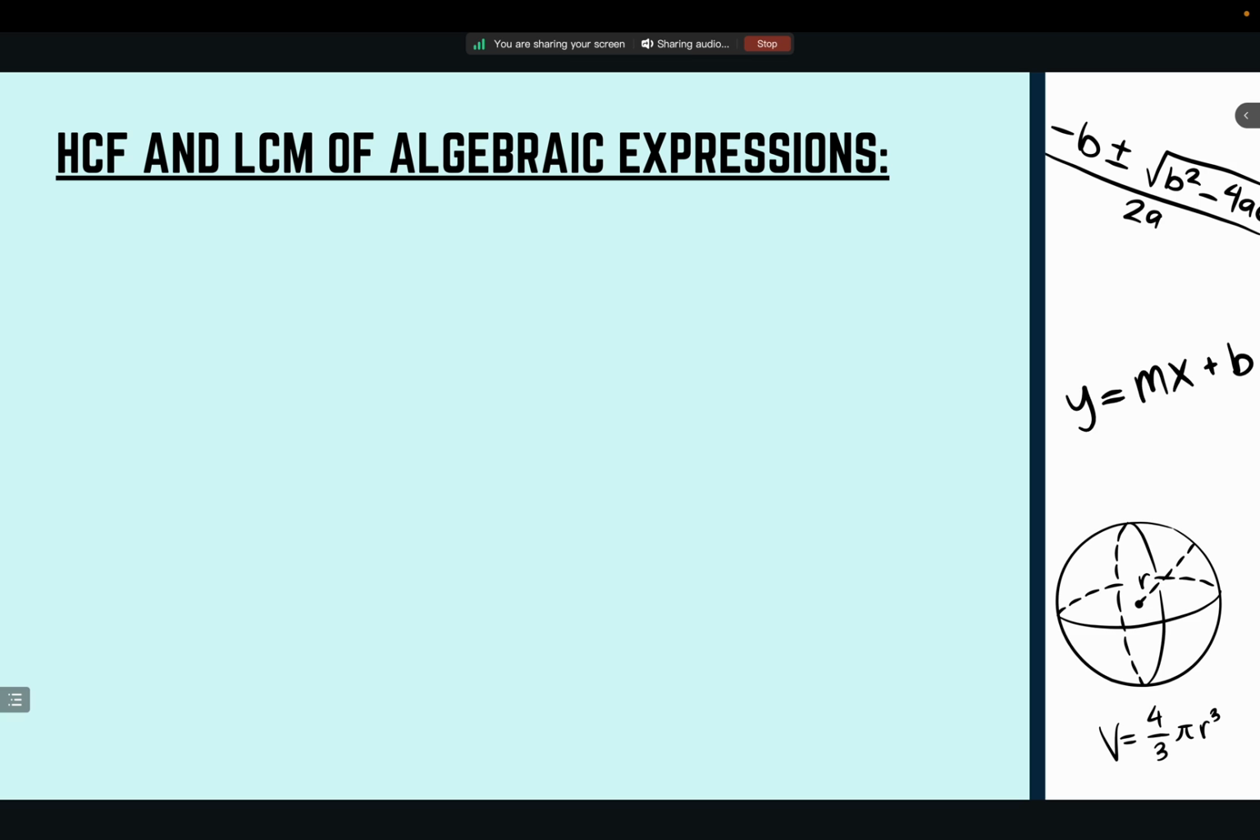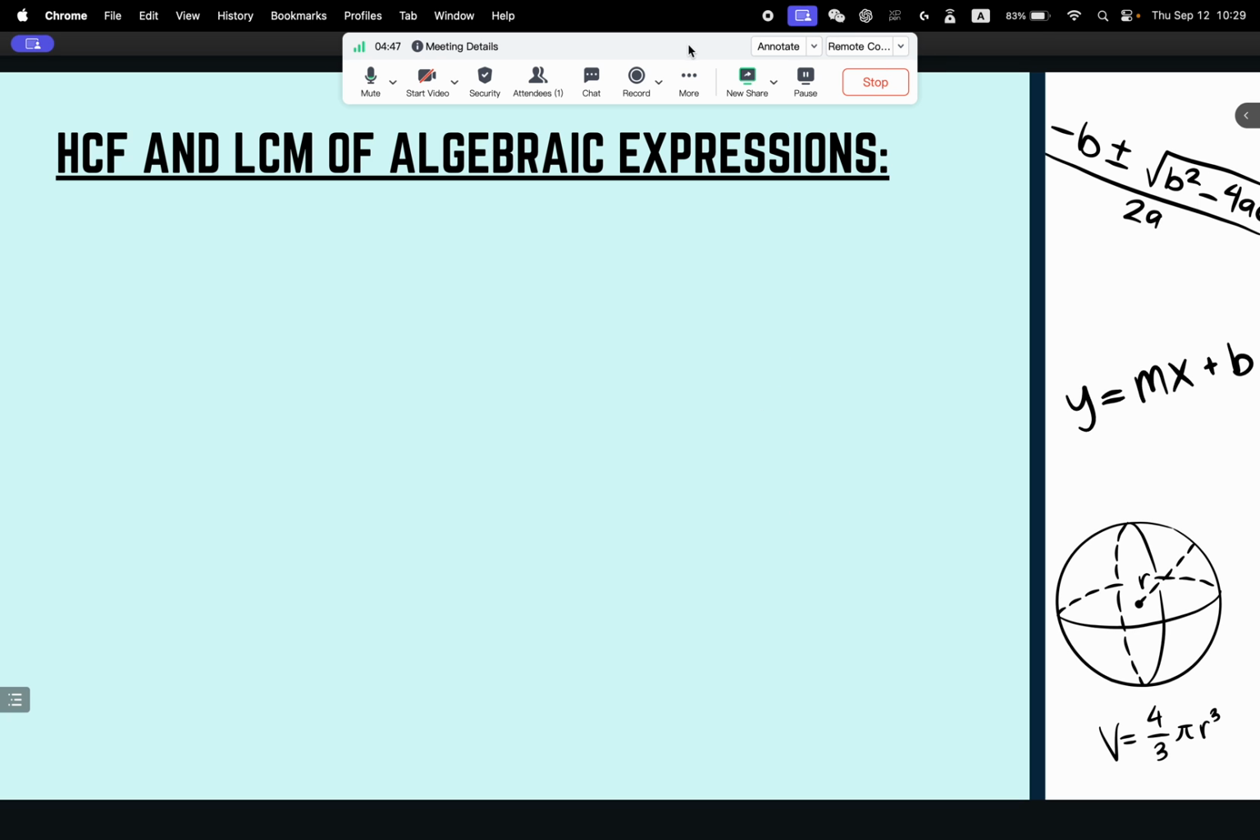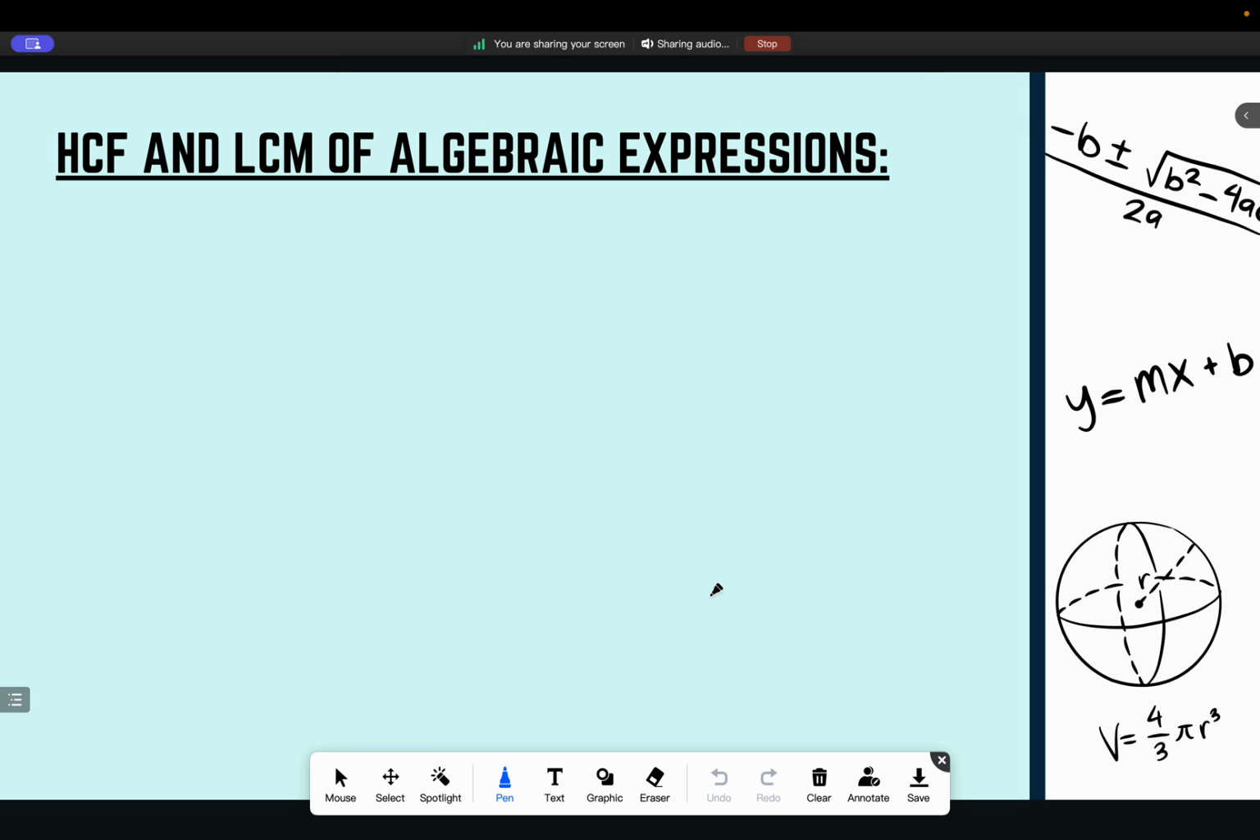So here is an example. Let's say we have three expressions. Our first expression is a squared b. The next one is a cubed b squared. And the third expression is a squared b cubed. So now we have these three expressions.